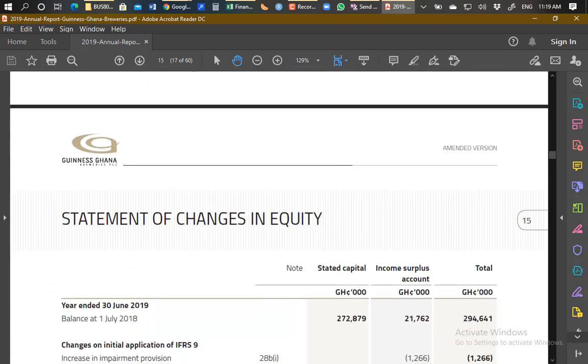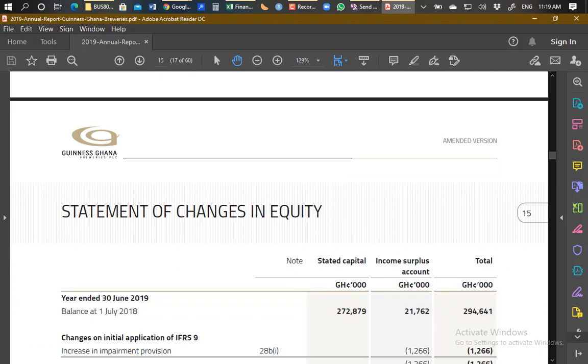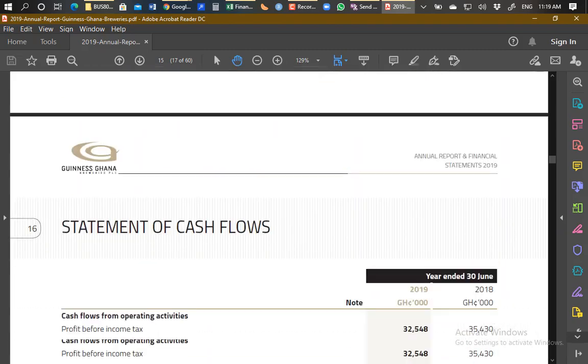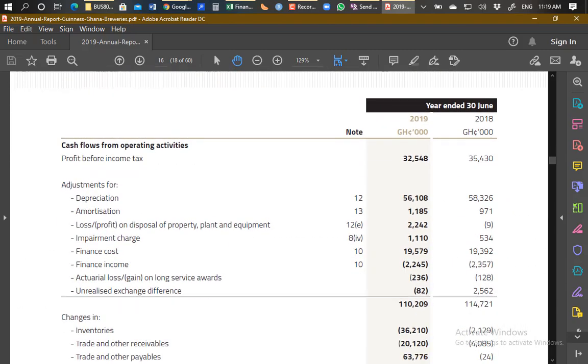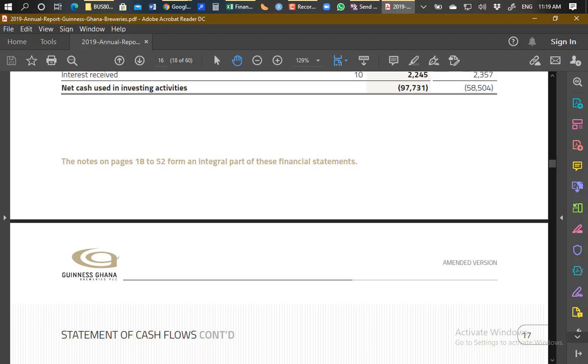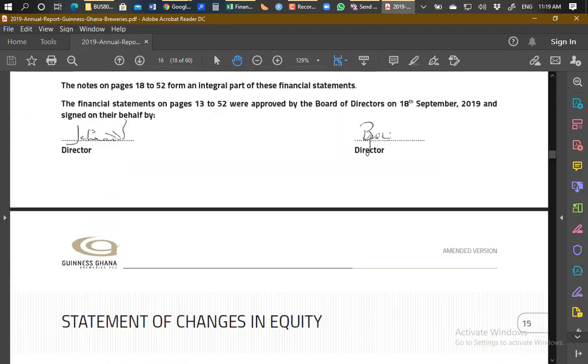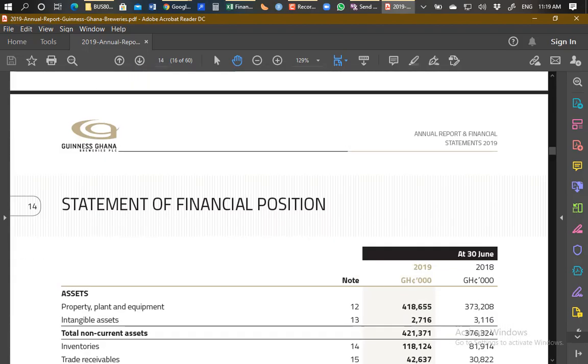Statement of changes in equity, and so on. So these are also parts. There are other statements. Statement of changes in equity, statement of cash flows, and some other notes. But for the purposes of this class, we will be dealing mostly with the two first statements I talked about. The statement of comprehensive income, also called the income statement, and the statement of financial position, traditionally referred to as the balance sheet. So we know how it appears.